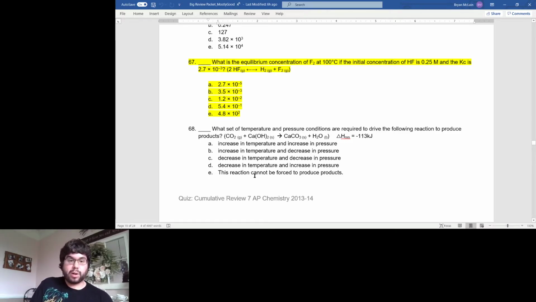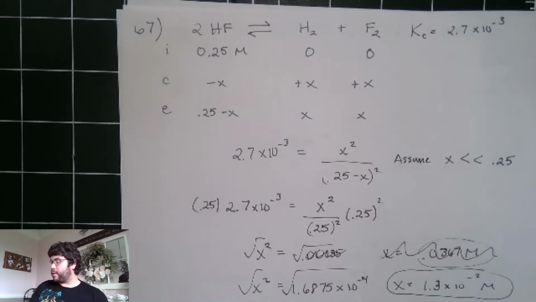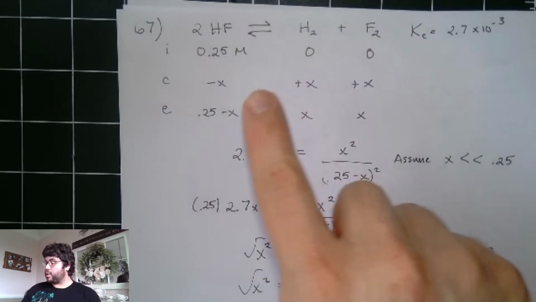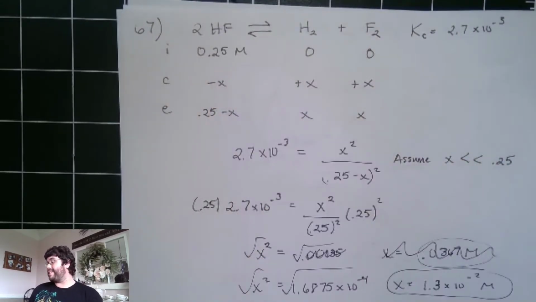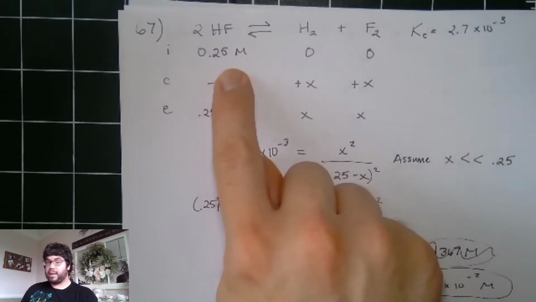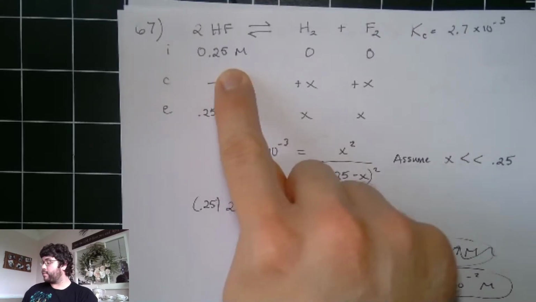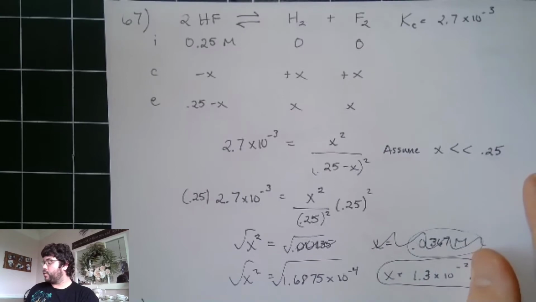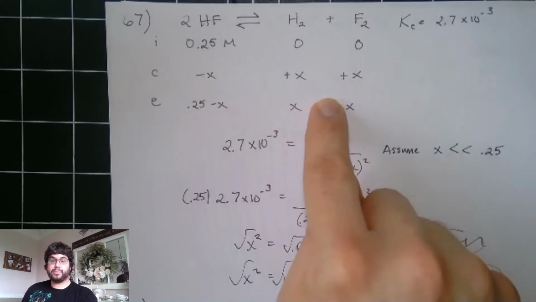So in this problem, we are going to try to figure out the concentration of F2 from the initial concentration of HF. This is a basic ICE problem from equilibrium days many moons ago. They give us the equilibrium constant. They give us the initial concentration of HF. We want to figure out the concentration of F2 at equilibrium. So set up your ICE table like so.